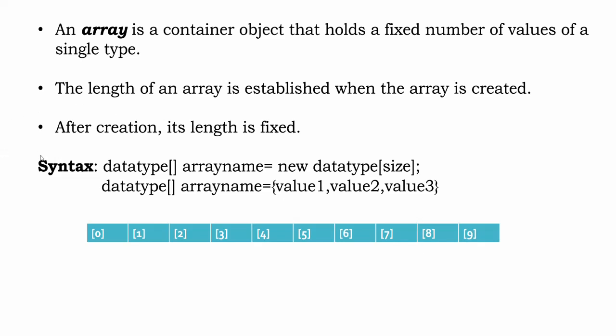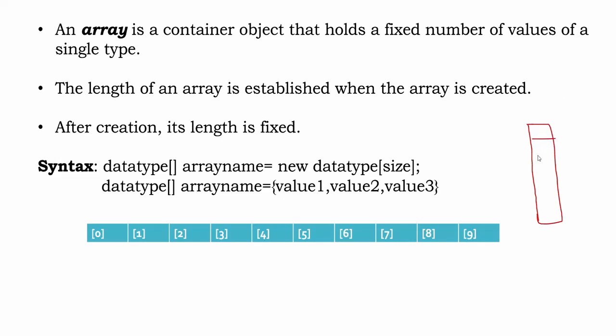So, in simple terms, let's say we are given a memory location here. If you want to store any values and access them, it requires a memory address, right? So using that, we can easily access that particular value. Basically, an array is also a container object that holds a fixed number of values.